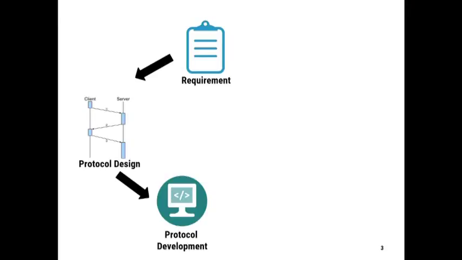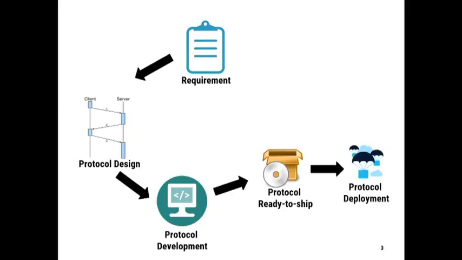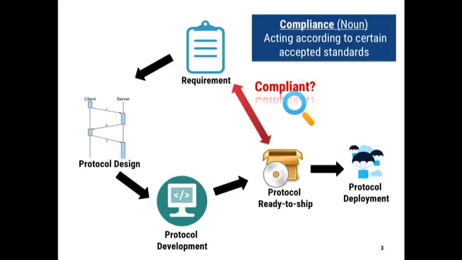Let me show you the development lifecycle of a network protocol. It usually starts with a list of requirements. Then the designer comes up with the protocol design, which is followed by the development phase. Once the implementation is ready, it is shipped for deployment. But prior to shipping, it is required that the implementation is checked on whether it complies with all the given requirements or not. If it does, then we can say that this is a compliant implementation.